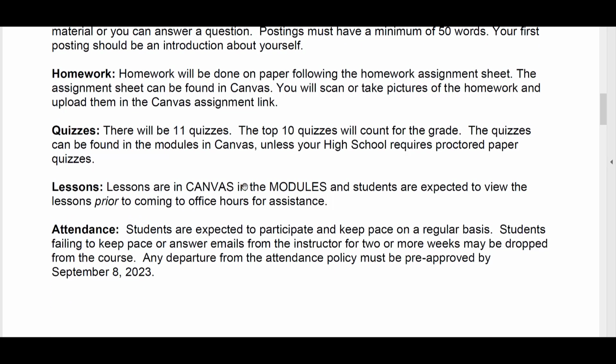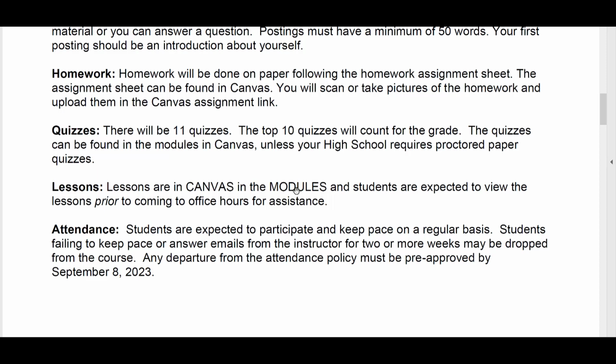Lessons are in Canvas and in the modules. So there's two things: Canvas is what we use, the LMS, the modules. You'll find them in that left menu on the screen. Students are expected to view the lessons prior to coming to office hours for assistance. So there are lessons, it shows you how to do the work, and then you're supposed to do the work.